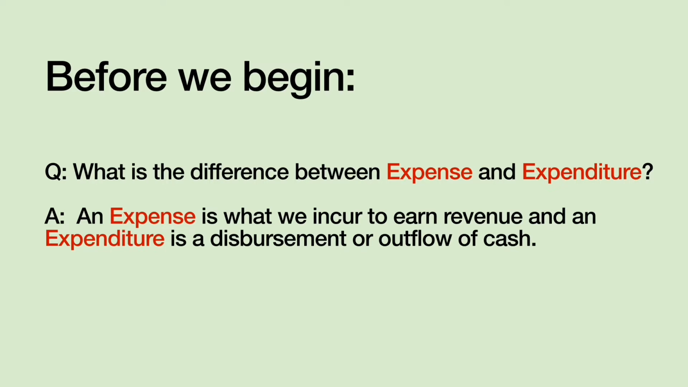An expense is what we incur to earn revenue, and an expenditure is a disbursement or outflow of cash. For example, governments do not have expenses because they don't earn revenue, although they collect taxes, and they call that tax revenue. Governments do not have income statements like businesses do. So only businesses have expenses, but a business and the government could have expenditures or disbursements of cash.